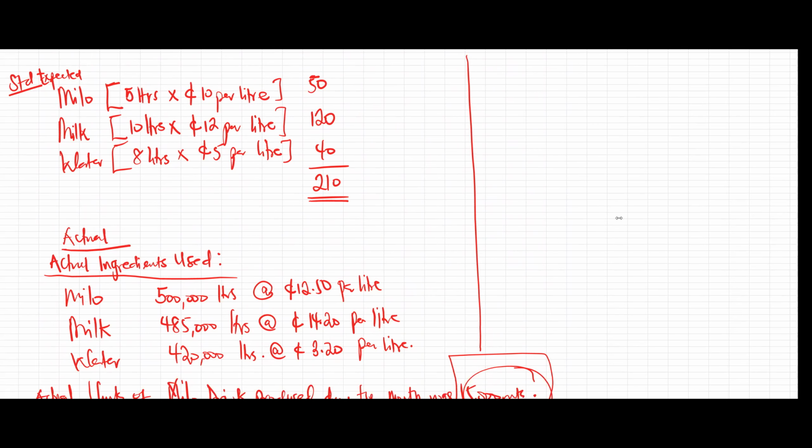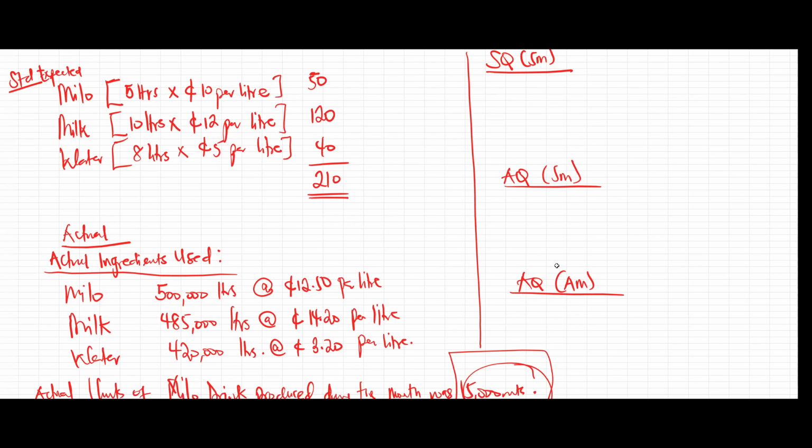So what are the things we are looking for? Standard quantity at standard mix. Actual quantity at standard mix. And actual quantity at what? Actual mix. Now, one thing you should understand is that standard quantity will always be at standard mix, and actual quantity will always be at actual mix. Whatever I expected to mix, is that not what I expected? It doesn't change. Whatever I actually did was exactly what I did. Does that make sense?